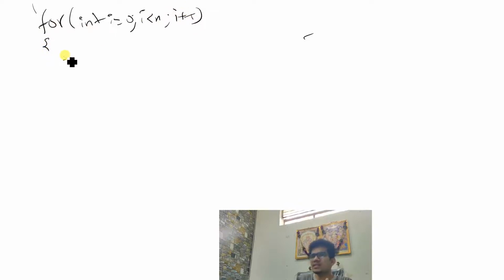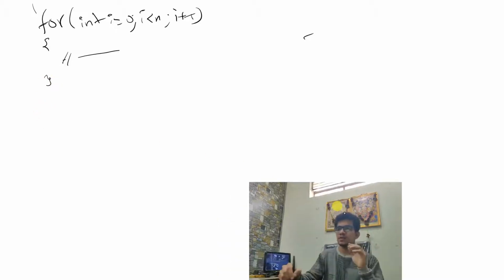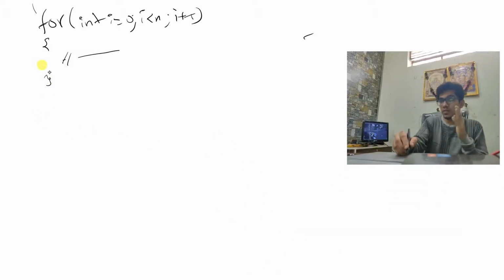Here let me give one more example. Let's imagine there is a for loop where int i starts from 0, i is less than n, i plus plus. And here there are some statements. I will not write the SOP also, because I want you to imagine that there is an SOP. Okay, so next, watch here.